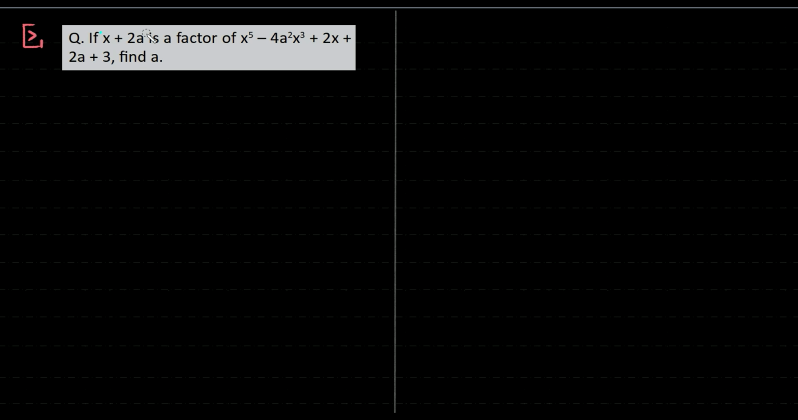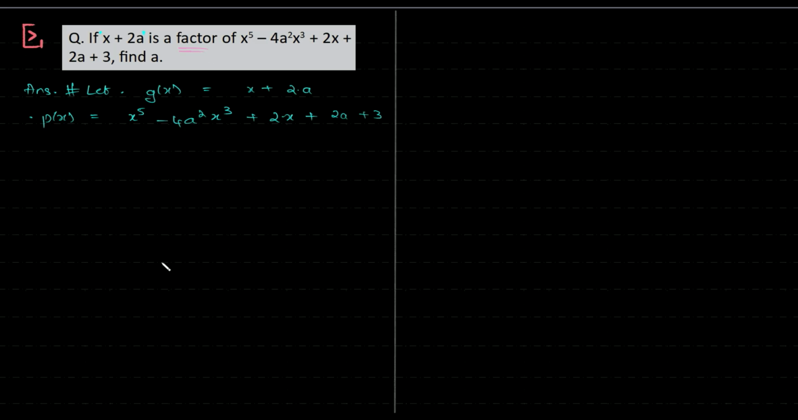If x plus 2a is a factor of this particular expression, find a. So we have the following things given. I'll let g of x, the divisor, be x plus 2a, and p of x, this is your dividend: x to the power of 5 minus 4a squared x cubed plus 2x plus 2a plus 3. Okay, these are your expressions.